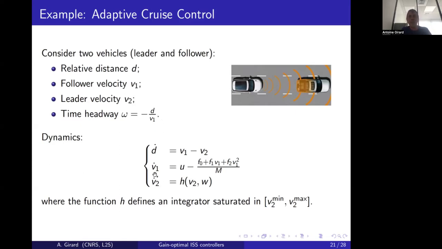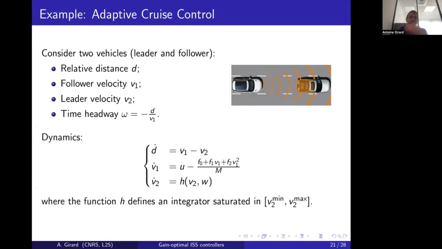And then we have the dynamics of the system, where the derivative of the distance is the difference of the velocities, and then the derivative of the acceleration of the follower is given by this equation, where u is the control input. So we control the follower, and we have some nonlinear term here. And then we have the leader that also has a dynamics, with an input W that here is considered as a disturbance. And essentially the dynamics of V2 is like an integrator that saturates between the two bounds, right? Maximal and minimal velocity.